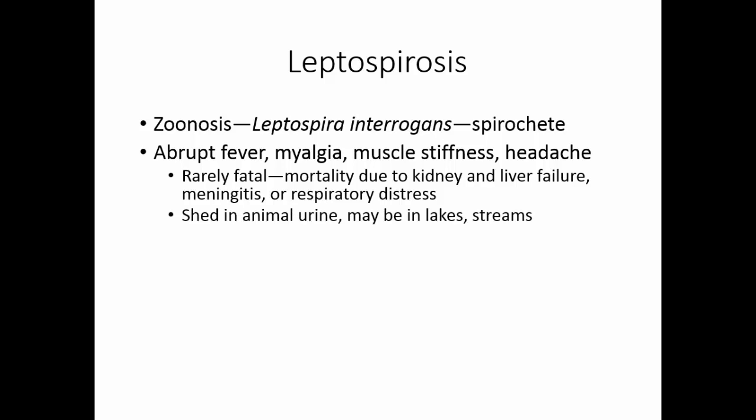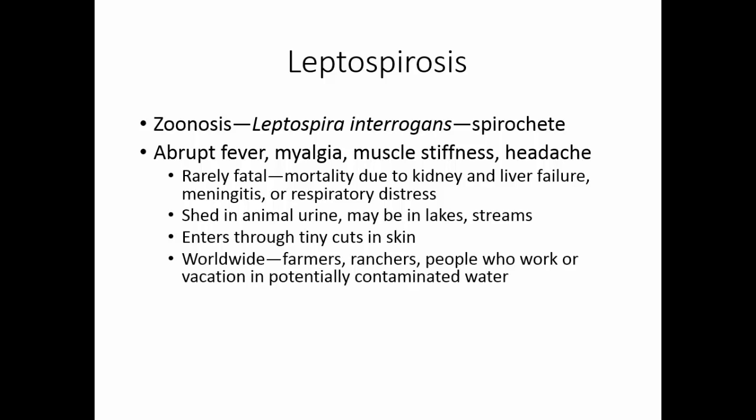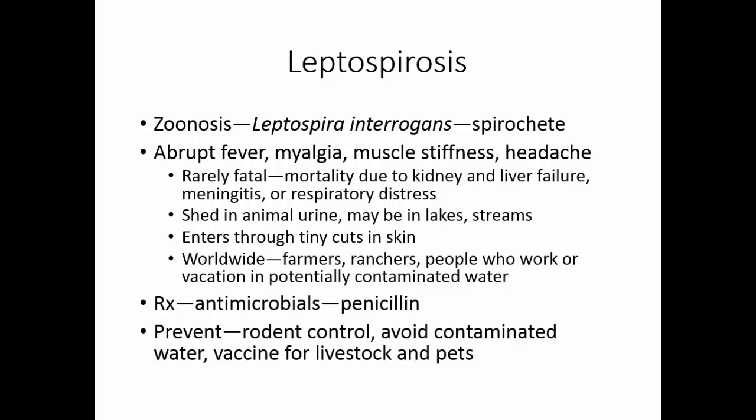The organism is shed in animal urine and may also be found in lakes or streams that might be contaminated with animal urine. It enters through tiny cuts in the skin. This disease is worldwide. It's seen in farmers and ranchers, in people who work around potentially contaminated water, or who may vacation and experience potentially contaminated water as part of their vacation outing. It responds well to antimicrobials, particularly penicillin. To prevent the disease, rodent control is important since most rodents carry this organism. Also, you want to avoid contaminated water. There is a vaccine for livestock and pets.